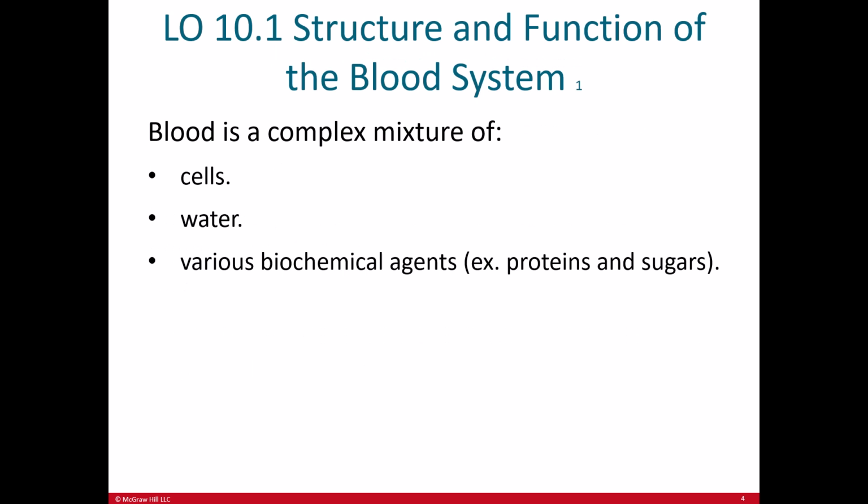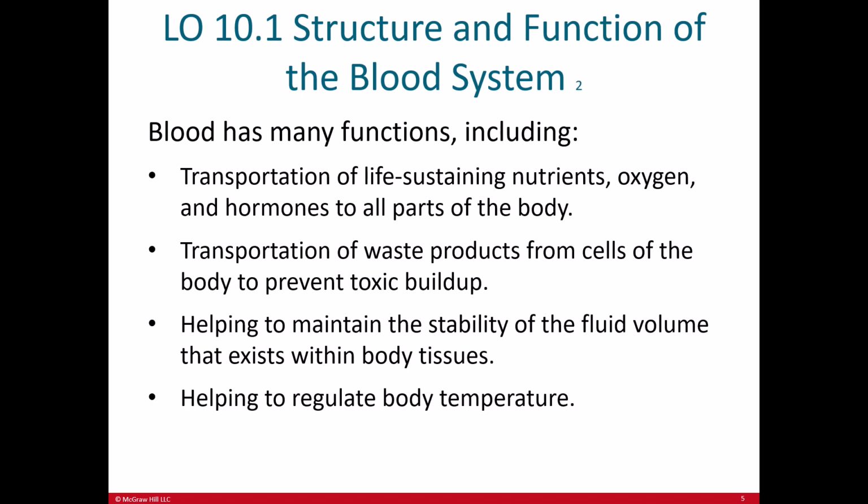All right, 10.1. Let's discuss structure and function of the blood system. So blood is a complex mixture of cells, water, and various biochemical agents such as proteins and sugars. We'll get a little bit more into that. Blood has many functions, including transportation of life-sustaining nutrients, oxygen, and hormones to all parts of the body, and transportation of waste products from cells of the body to prevent toxic buildup.